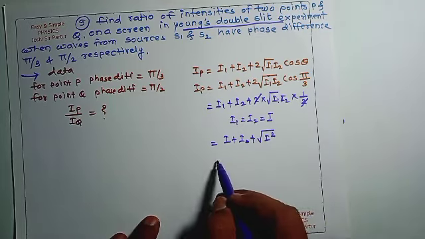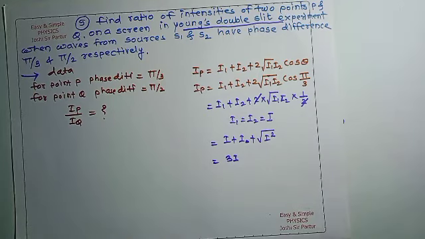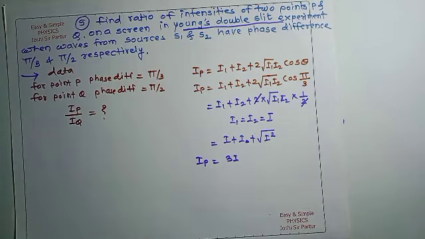That is 3I. The square root of I square is I, so the sum will be 3I. That will be the intensity at point P.